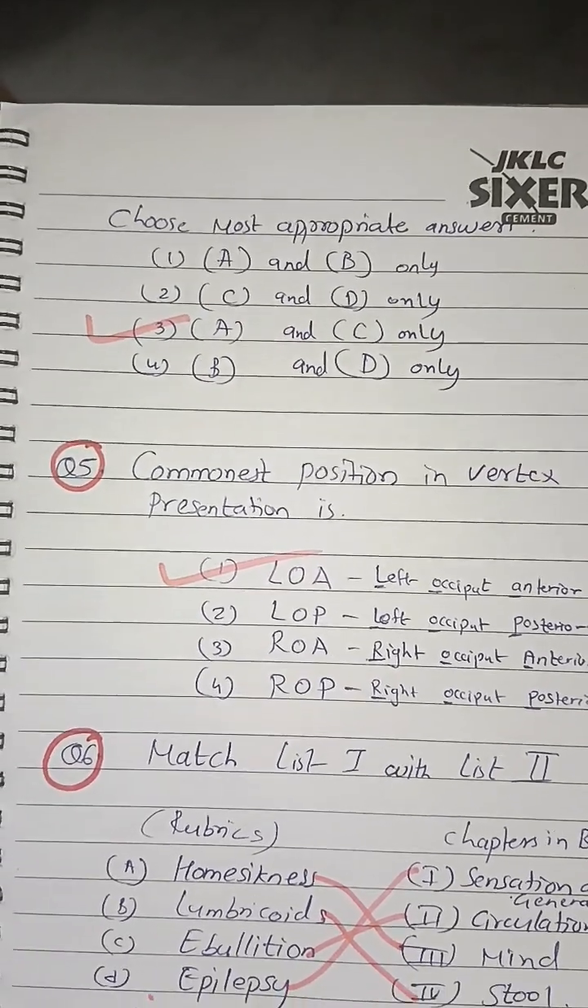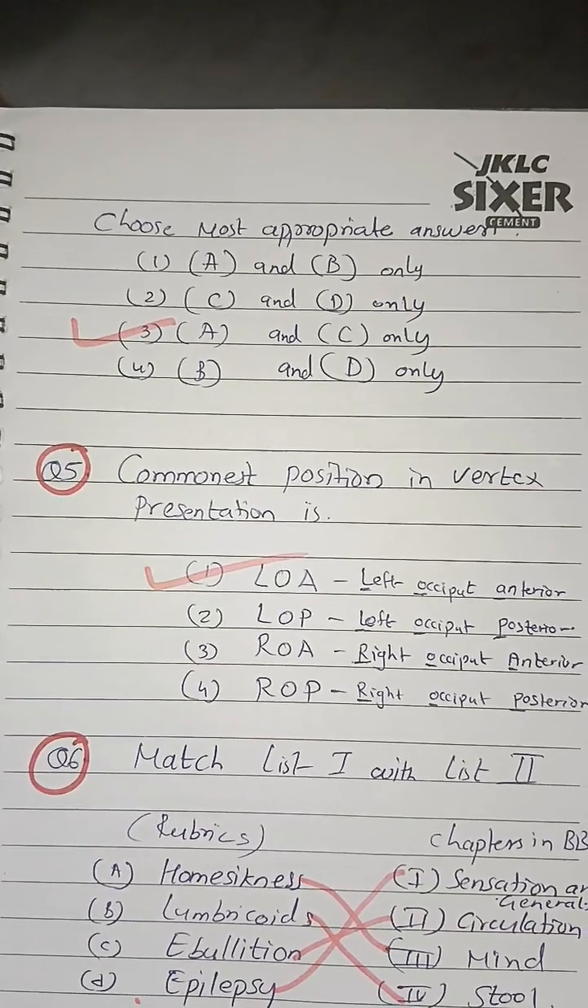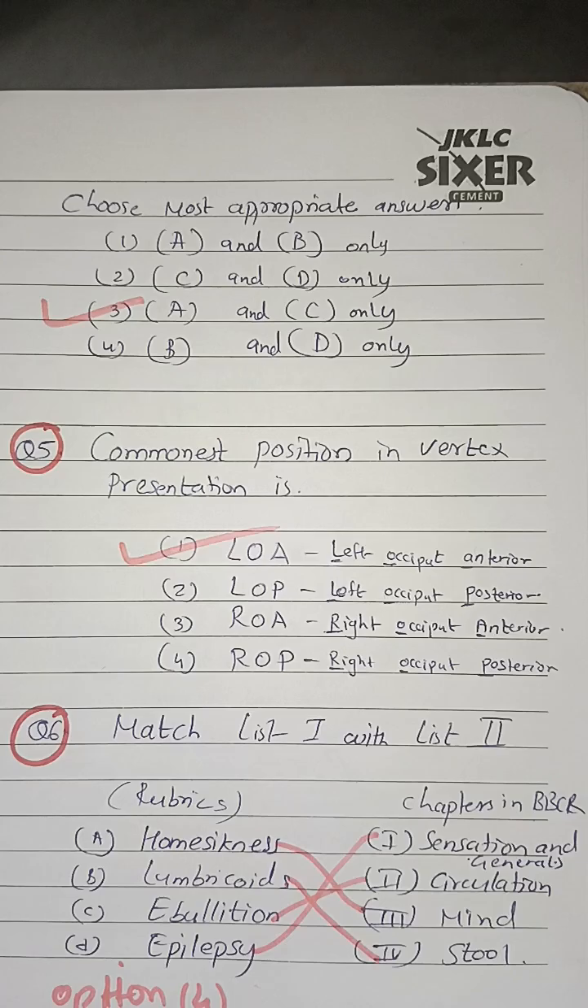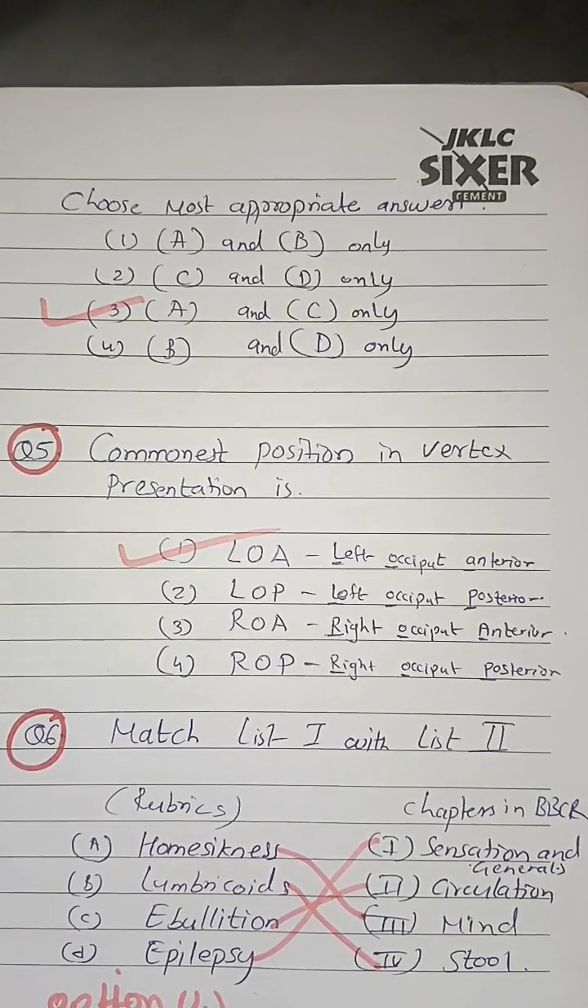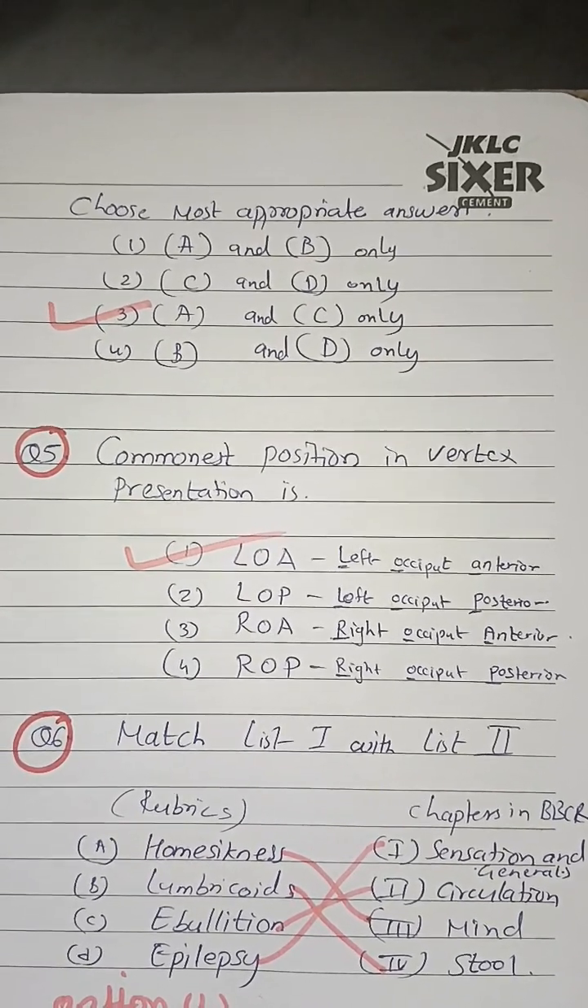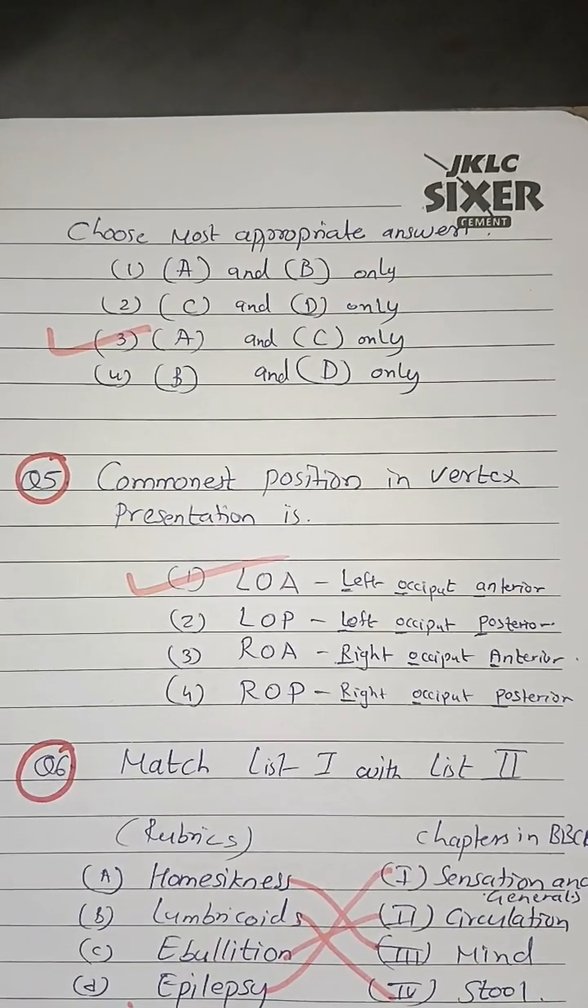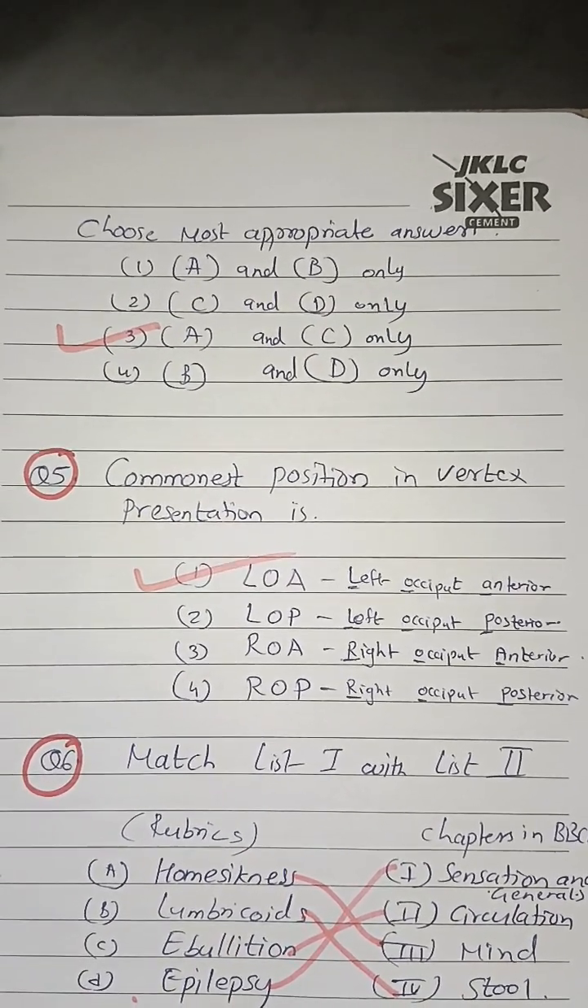Now question 5 for this exam was, commonest position in vertex presentation is: first, LOA; second, LOP; third, ROA; fourth, ROP. The right answer for this question is option first, LOA, that is left occiput anterior.